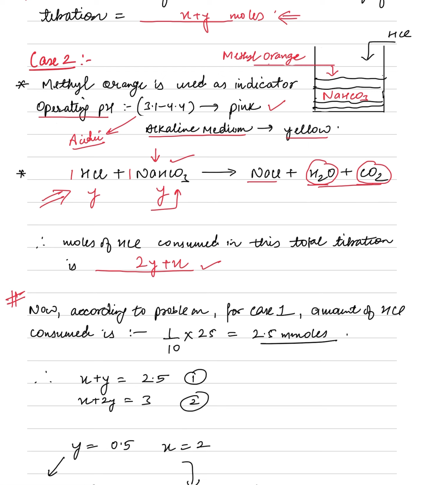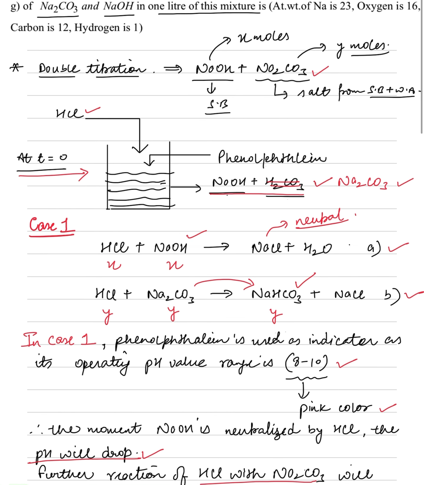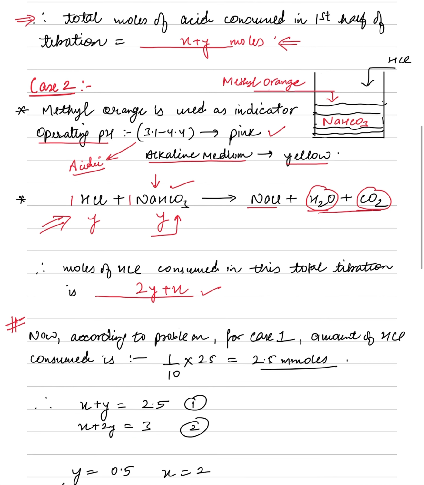So in this titration, what do we learn? That during the double titration, if x is the number of moles of NaOH and y is the number of moles of Na2CO3 consumed, then the total number of moles of HCl will be 2y plus x. Now let's go back to the problem again. I hope you understood this problem, this concept totally.